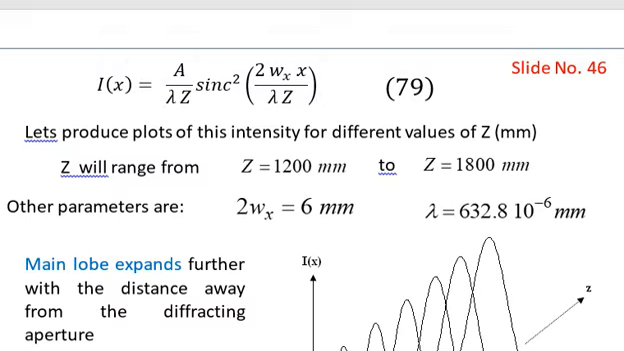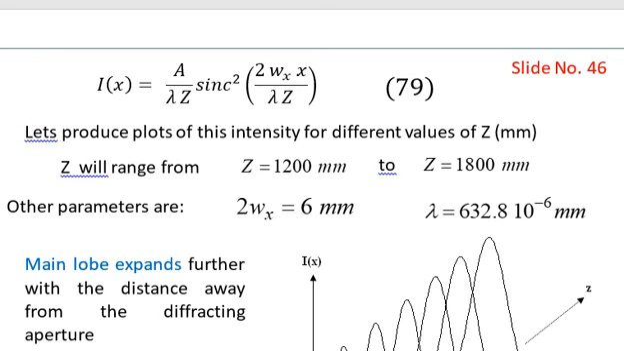So I of x, and we are dropping the y-dependent quantities. So I of x is equal to a over lambda z multiplied by the sinc square of 2wx times x over lambda z. So this is equation 79. So we are going to plot this equation. Let's produce the plots of this intensity for different values of z.